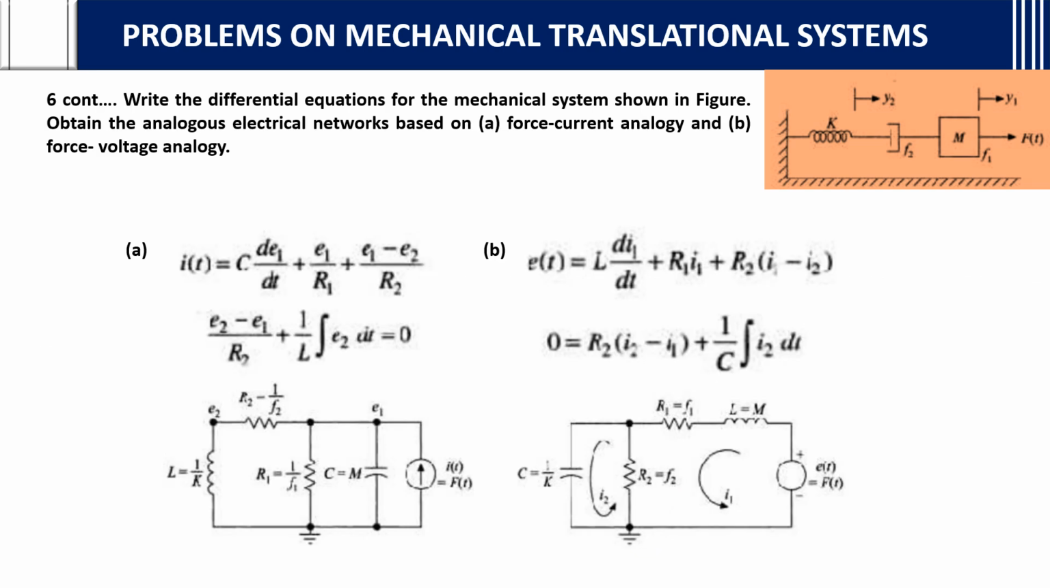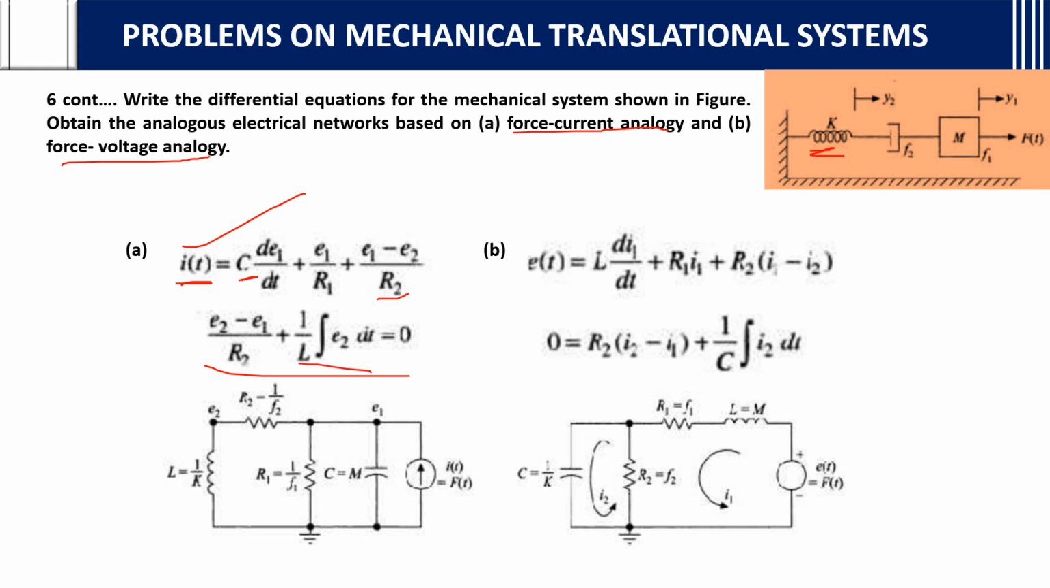After completing that, what have they asked? They asked for the force-current analogy and the force-voltage analogy. You already have the two main equations, and you need to convert them into the force-current analogy and the force-voltage analogy. For the current analogy, first write force as I of t. Then M is C, F1 is 1 by R1 and F2 is 1 by R2. For the next equation, F2 is 1 by R2, and the spring element is 1 by L.